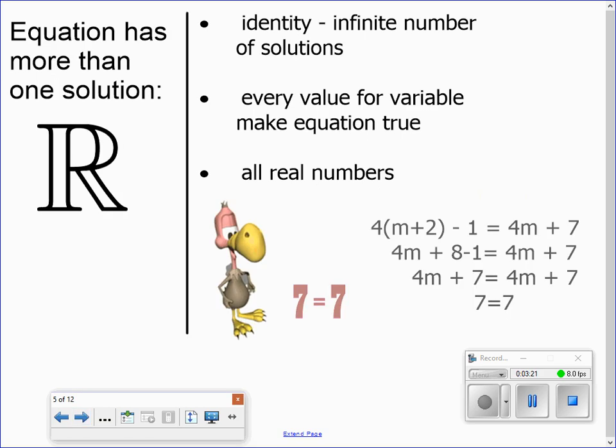Other times the equation has more than one solution, or infinitely many solutions, or all real numbers would be the solution. This is going to be the same thing that we just saw on the previous slide, but this time when you solve it, what you end up with is a true statement. So the variables will cancel out, or the constants will cancel out, and you'll be left with the same thing on both sides. When this happens, this tells us that any value that you put in for m, or for the variable, will work. And so we would say all numbers, or all real numbers, would be considered solutions to this problem because any number will work.